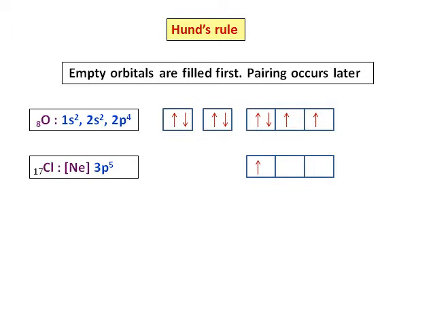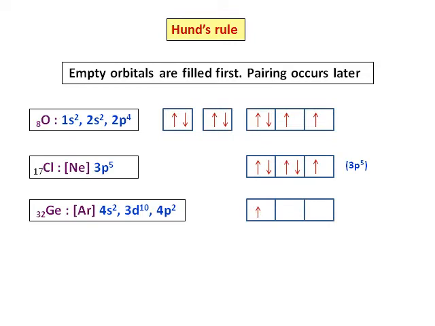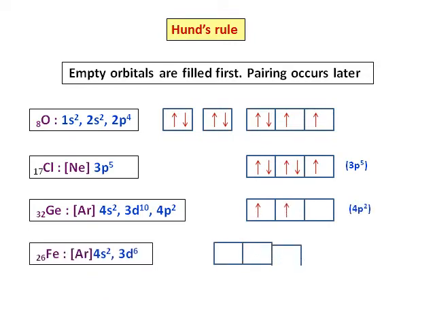Similarly, we have done it for other elements also. Chlorine, the 3p5 orbitals will have 2 electrons in two of them, and 1 in the last one. So for iron also, the electronic configuration looks as shown.